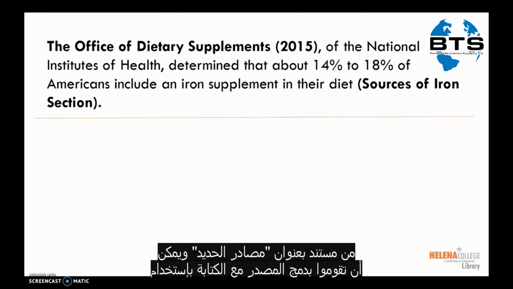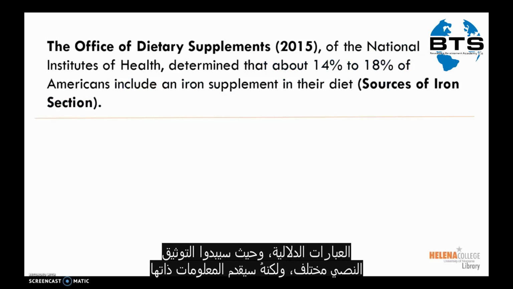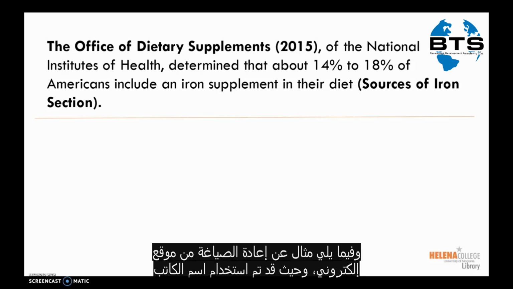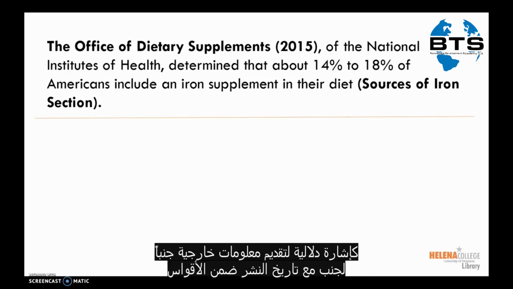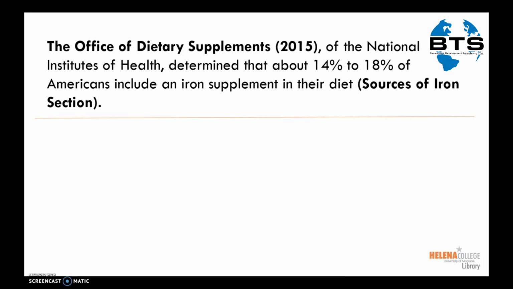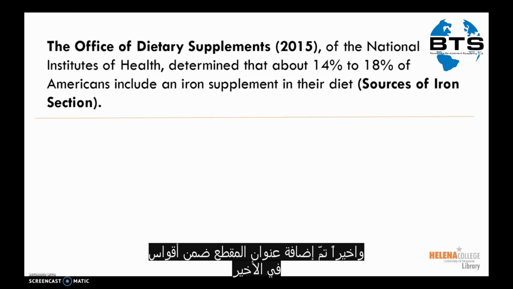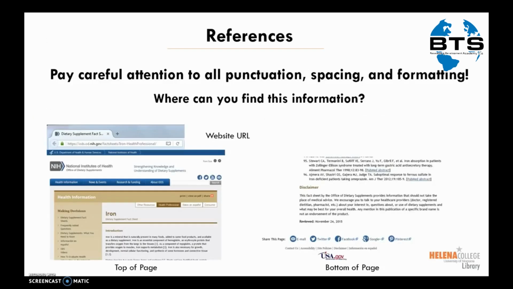You can also integrate your sources into your writing using signal phrases. Your in-text citations will look a little different, but still provide the same information. Here's an example where we have paraphrased from the website. The author's names are used in a signal phrase to introduce the outside information with the publication date in parentheses right after. Finally, the section title is included in parentheses at the end.